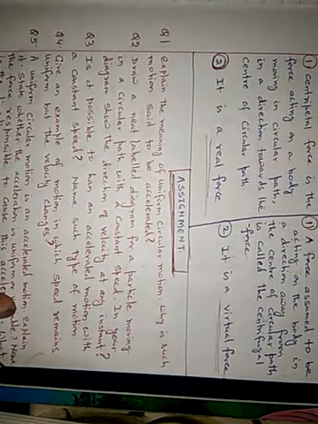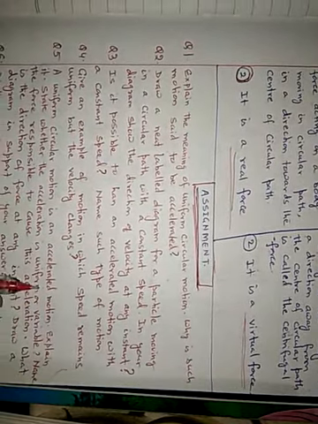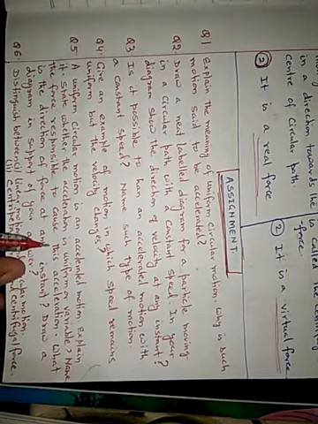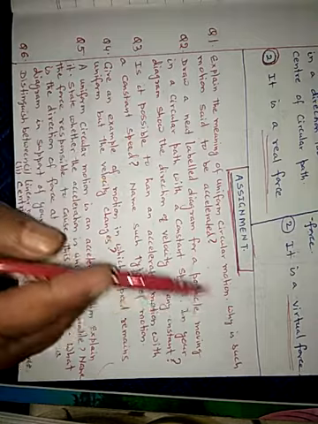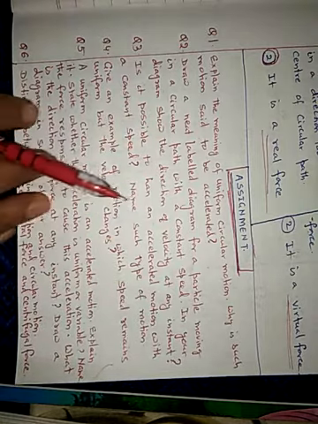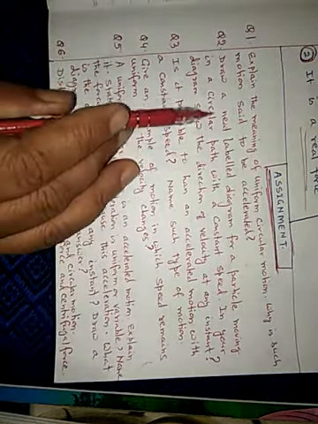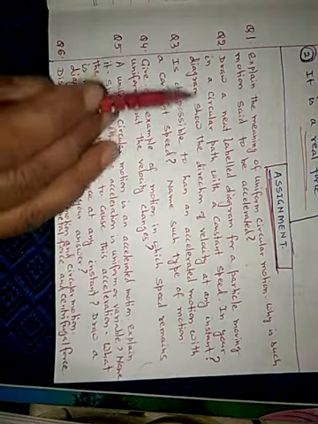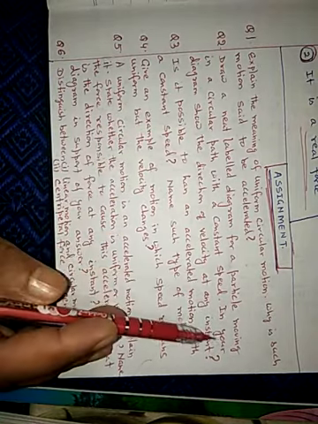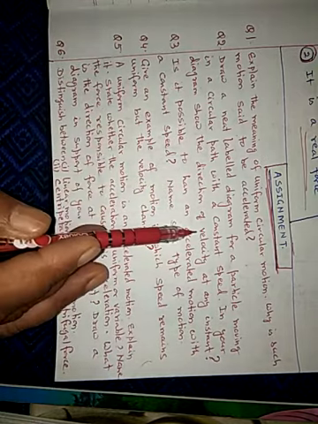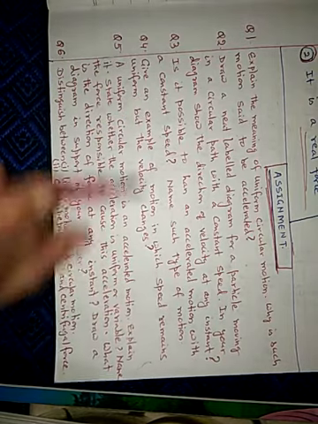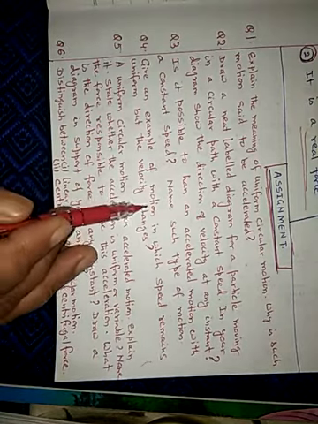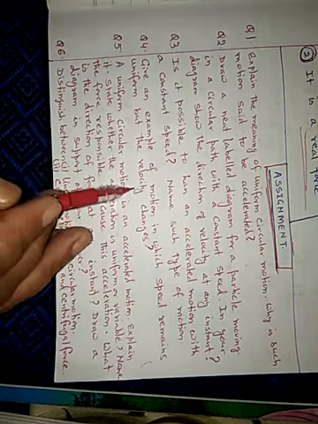Now I have given some questions in the assignment. Please try to answer these questions in your school notebook. The first question is: explain the meaning of uniform circular motion and why such motion is said to be accelerated. Question number 2: draw a neat labeled diagram for a particle moving in a circular path with a constant speed. In your diagram, show the direction of velocity at any instant. Question number 3: is it possible to have an accelerated motion with a constant speed? Name such type of motion. Give an example of motion in which speed remains uniform but the velocity changes.